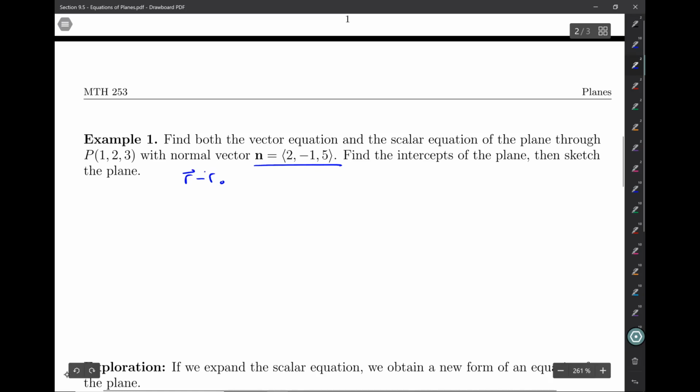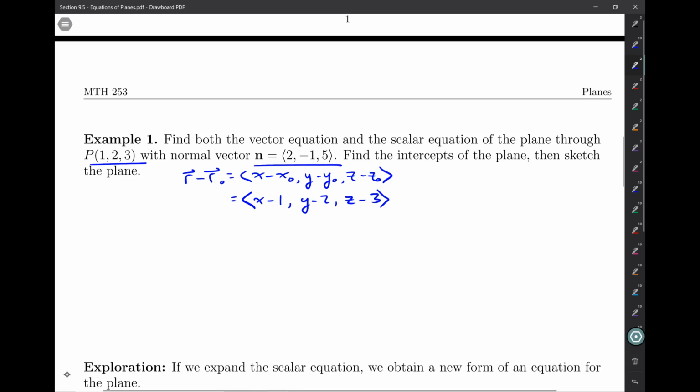r minus r naught is the vector x minus x naught, y minus y naught, z minus z naught. This is a vector. Now x naught, y naught, z naught represents any point in the plane. We know that 1, 2, 3 is a point in the plane, so we can actually write this as x minus 1, y minus 2, z minus 3. Here's a vector that's actually in the plane. Here's a representation of the vector r minus r naught.